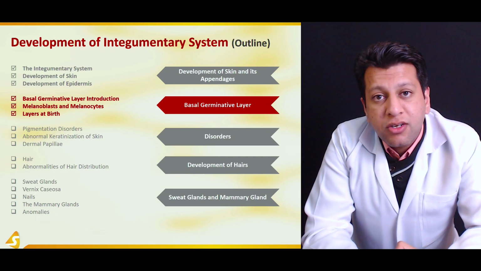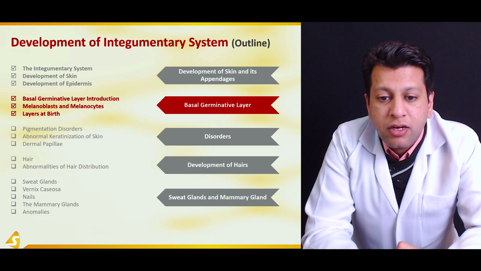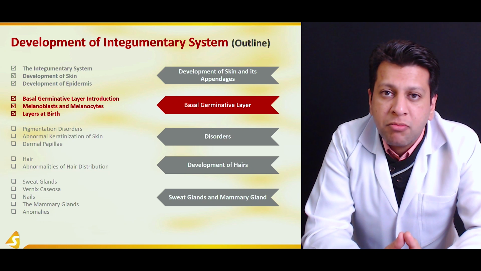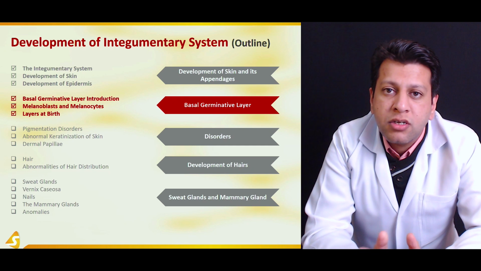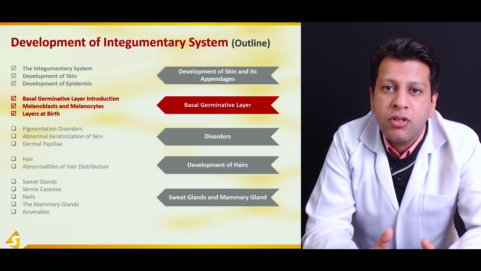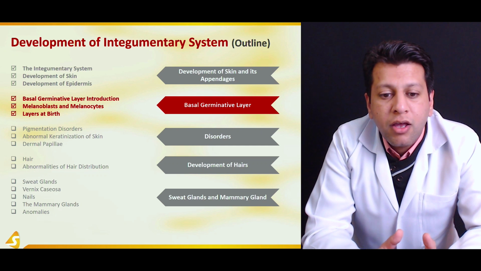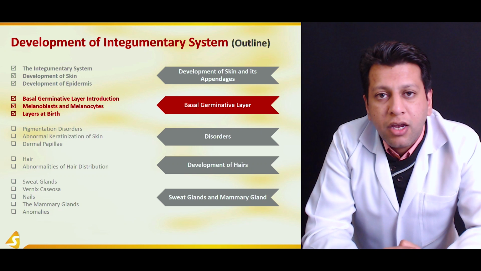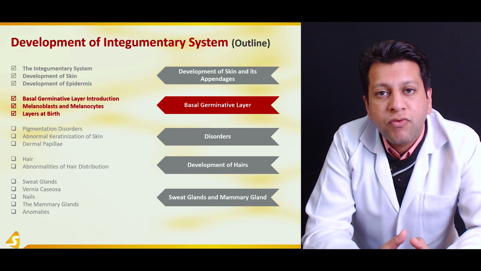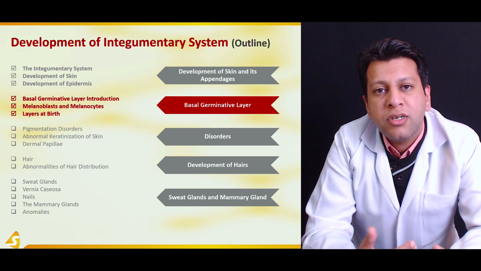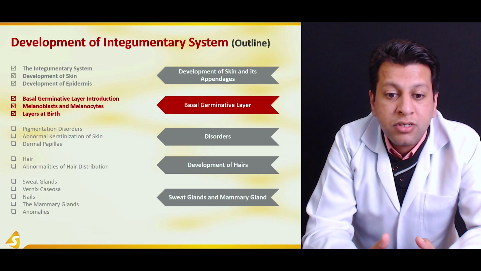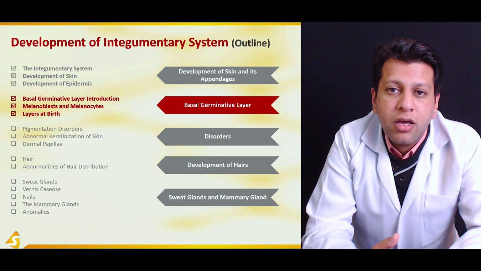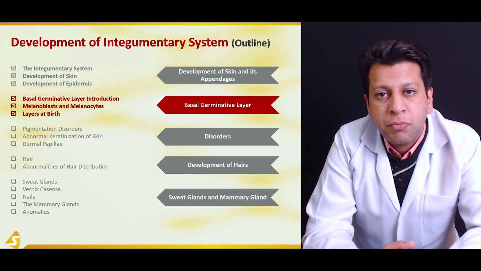So in this section, what have we covered? We have covered the introduction to the basal germinative layer, what it is and what its role is in the production of all the layers of the epidermis. We have covered how the melanoblasts give rise to the melanocytes, what the functions of the melanocytes are and how they help in giving us a skin tone or skin color, and what layers of the epidermis and dermis are present at birth.